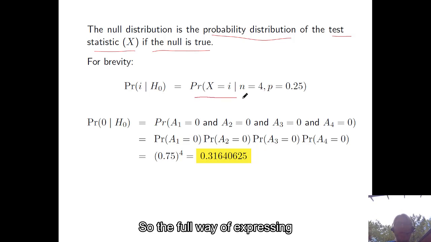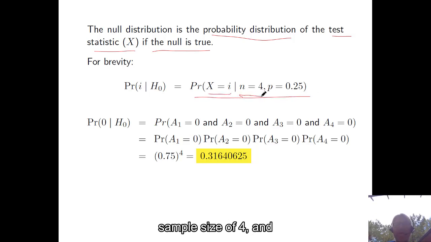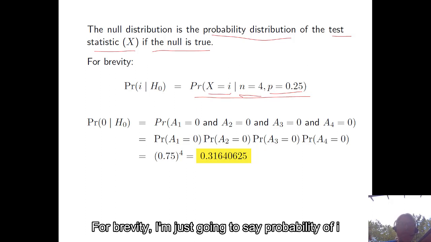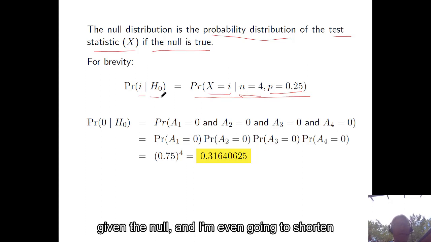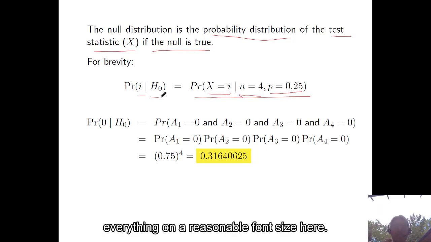So the full way of expressing this would be something like, what's the probability of some value of x given that we have a sample size of 4 and a population proportion of 1/4. For brevity, I'm just going to say probability of I given the null. And I'm even going to shorten my notation down a little bit more in the coming slides, just so we can fit everything on a reasonable font size here.